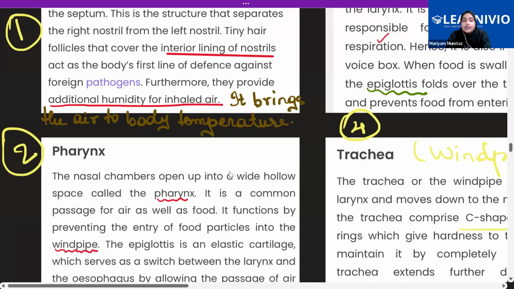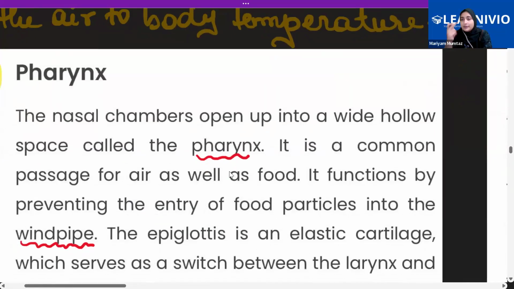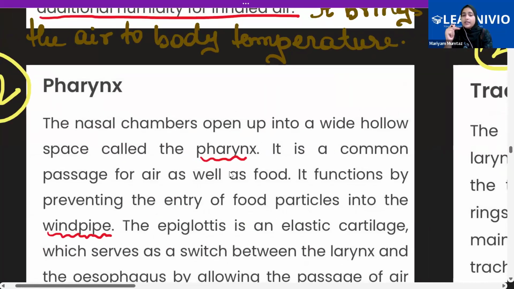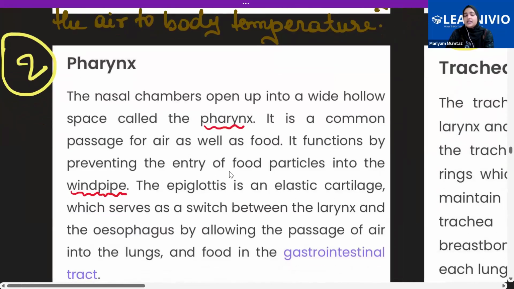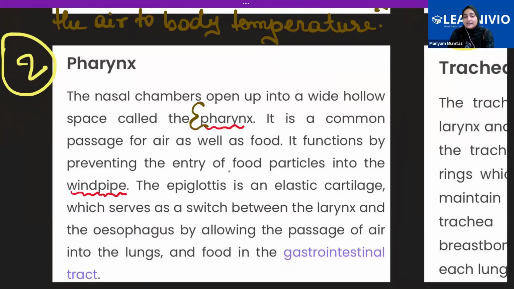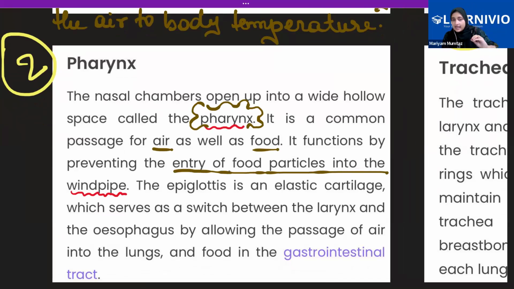Now, the nasal chamber, meaning the innards of the nose, would open inside a wide hollow space, which we call the pharynx. Now, pharynx is a common passage for food and air. Okay, this is a part where food and air both can enter. Now, how does it function? It functions by preventing the entry of food particles into the windpipe, meaning the pharynx does not let any food particle enter our windpipe, that is the trachea.